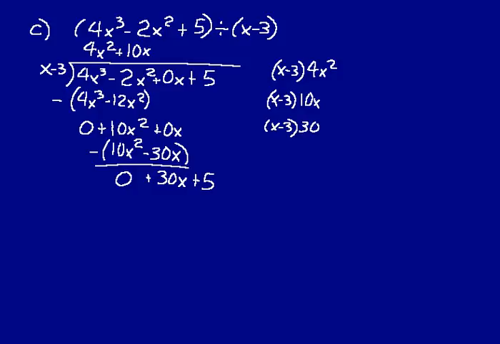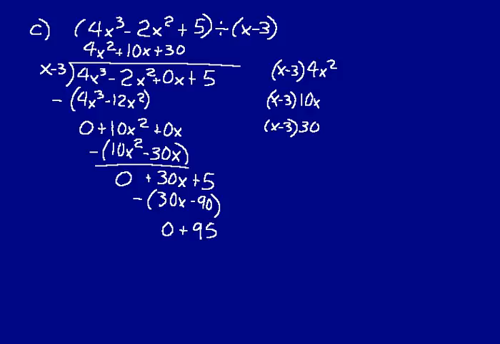So we'll have up here a plus 30. And so 30 times x is 30x. And then 30 times a negative 3 is a negative 90. We're subtracting all of that from the previous part, so this will be 0, and then we'll have 5 minus a negative, or 5 plus 90, so this will be plus a 95.